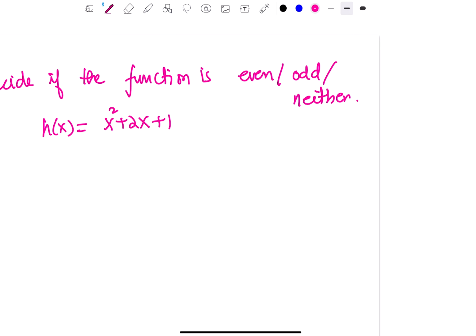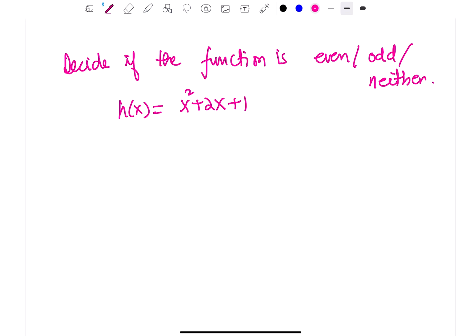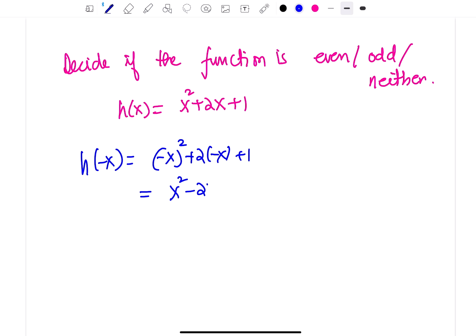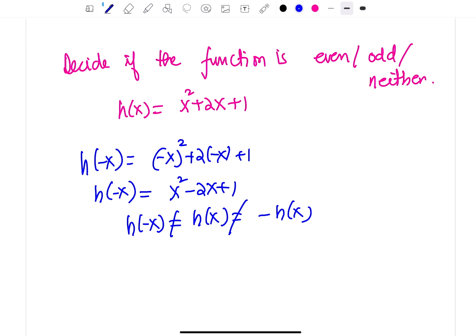Another example, we want to decide if this function is even, odd, or neither. So let's replace x by negative x. That would be negative x squared plus 2 times negative x plus 1, which is x squared minus 2x plus 1, h of negative x. Now, h of negative x is not equal to h of x, and it's also not equal to the opposite of h of x. So that means this function is going to be neither. It's not even, it's not odd, it's neither.